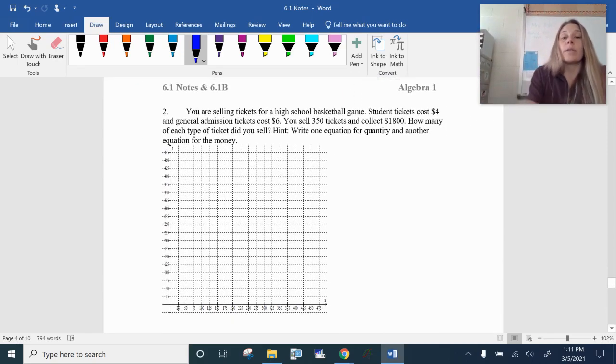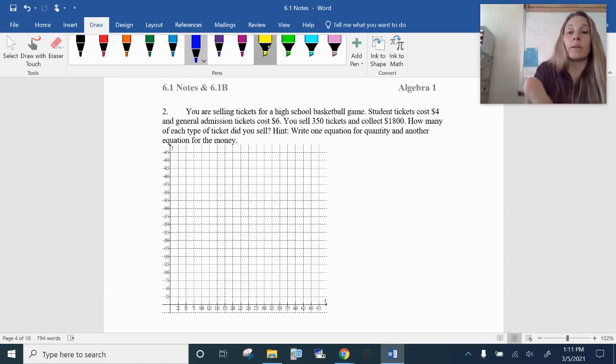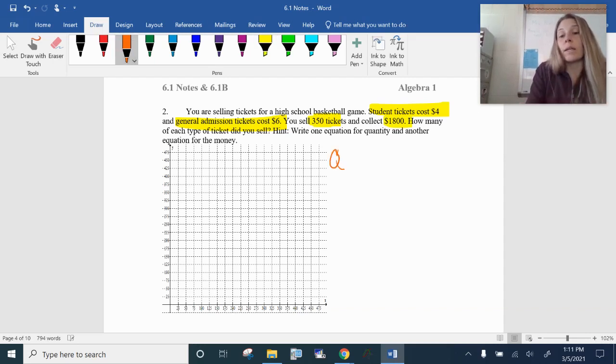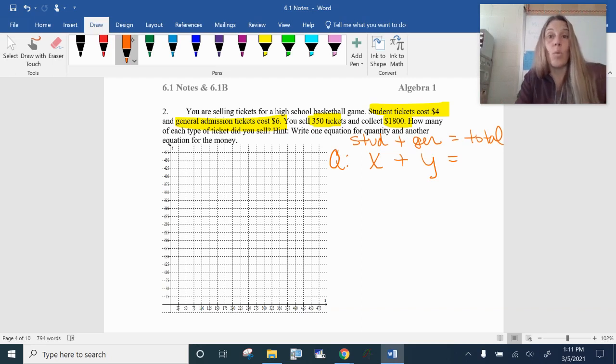All right, so you're selling tickets for a high school basketball game. Student tickets cost $4. General admission costs $6. You sell 350 tickets and collect $1,800. So if we do our quantity equation, that's the short, easy one. You have X amount plus Y amount equals your total, right? So in this case, we have student tickets plus general admission tickets equals your total, right? So we bought X amount of student tickets, Y amount of general admission, and we know that there's 350 total.